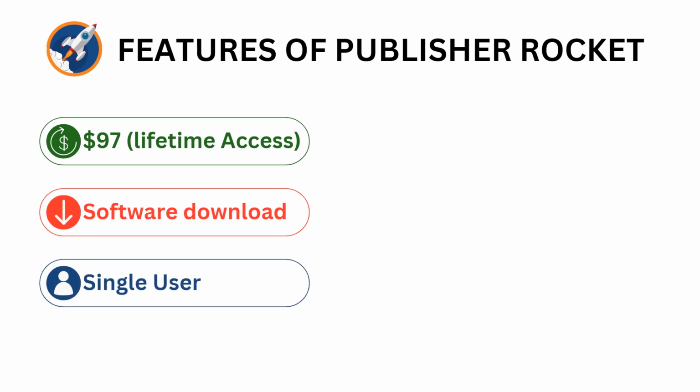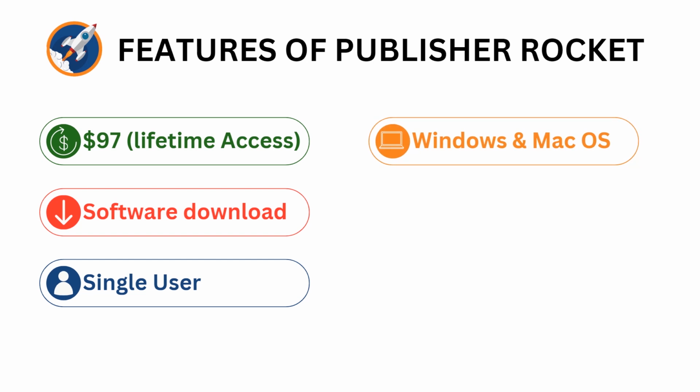Number 3, Publisher Rocket is for a single user. When you pay for Publisher Rocket, you can only use it on one device, on one PC. You can't use it on 3 PCs at the same time. What I mean is you can't use the same access, because every copy of Publisher Rocket has what they call an activation key, and when you purchase the software, you'll be given an activation key which you can use to open the software. So once you're able to open the software on one device, you can't use that activation key to open the software on another device. So it's one activation key per user. You can't use it on multiple devices.